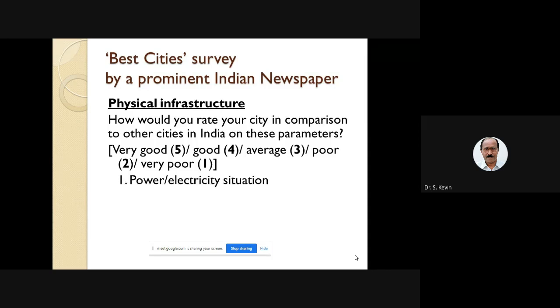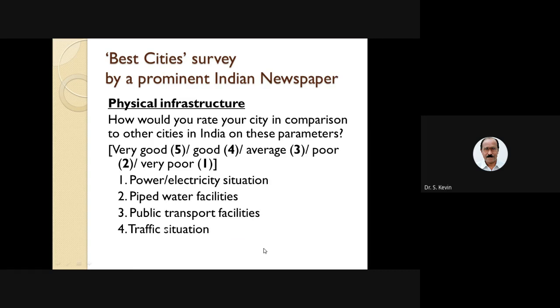This is the parameter. First one: power, the electricity situation in your city, water facilities in the city, public transport facilities in the city, traffic situation in the city, bus service, other traffic situation, and the parking facilities in the city. So important infrastructure features.